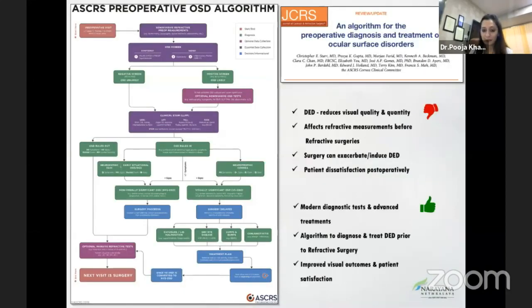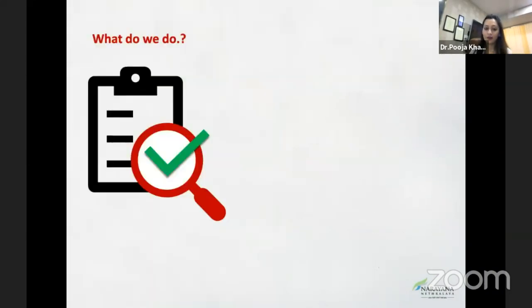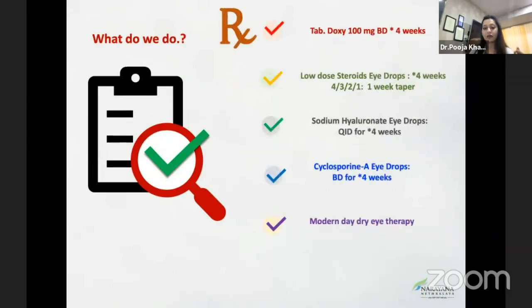So how do you treat the patient? There are a lot of possibilities available. You cannot wait long. So you start the patient on doxycycline for 4 weeks. You give them low dose steroids, tapering over 4 weeks. You give them sodium hyaluronate based eye drops and cyclosporin 0.05% eye drops for 4 weeks. If you see that the ocular surface issues are on the higher side, you would probably do a modern day dry eye therapy for them, wait for 4 to 6 weeks, and then plan a surgery.